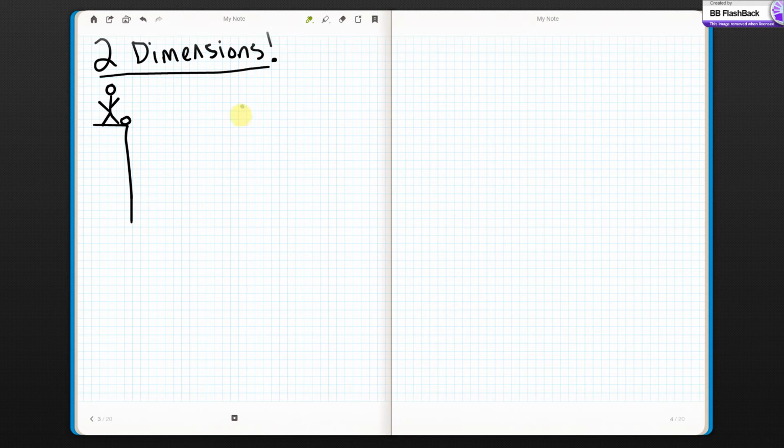Okay, so now we're going to talk about how you deal with two dimensions at once. So something that's moving both in x and in y. And the trick is that you don't deal with two dimensions at once, you deal with them one at a time. So we're going to do a very simple problem.